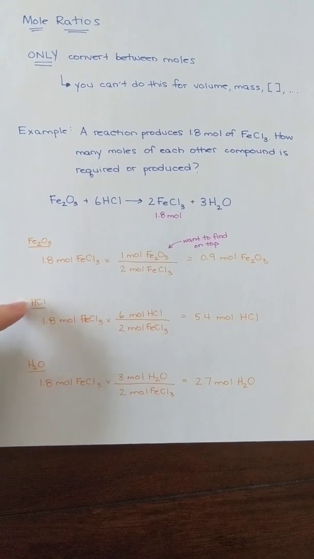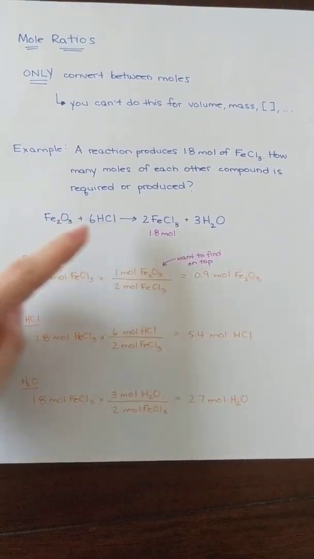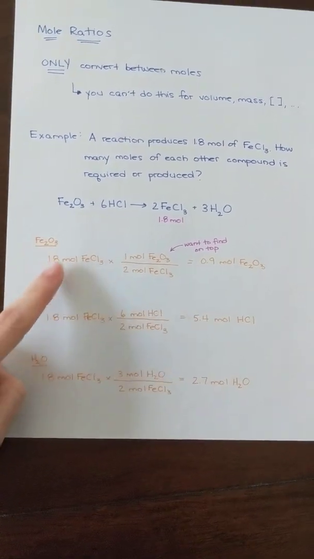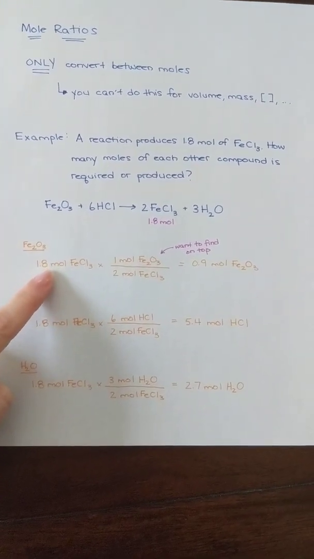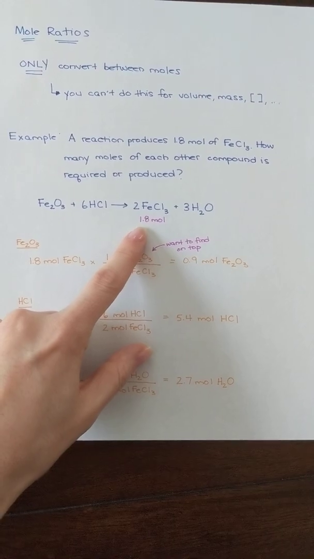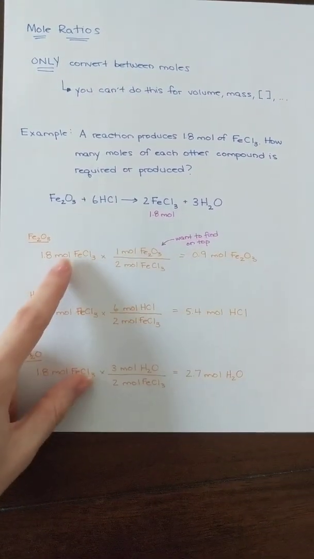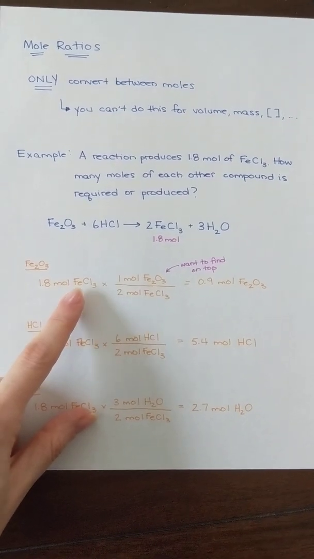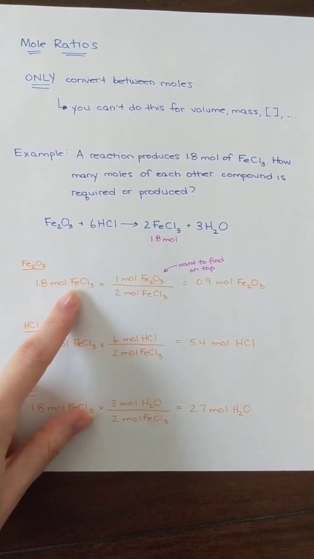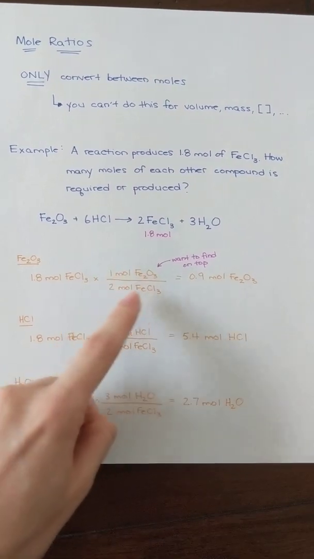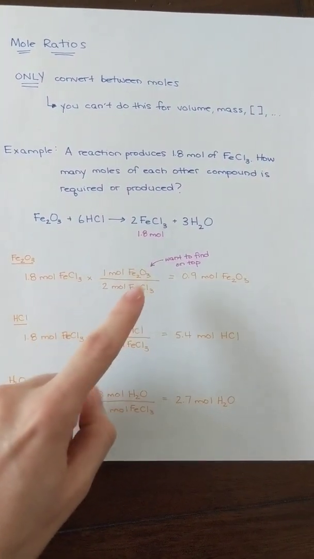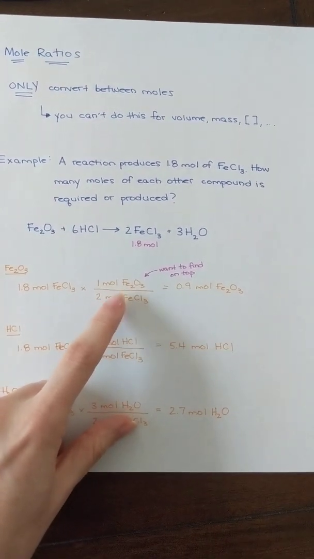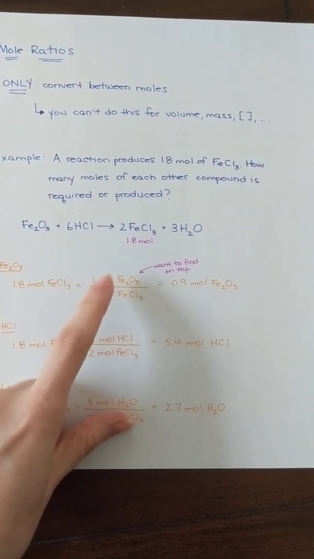We have to do a different step for each compound that we're looking at. So we'll do Fe2O3 first. It always starts with the information you're given. So we were given 1.8 moles of FeCl3. We're going to start with 1.8 moles FeCl3. Now to convert that to Fe2O3, we have to use the numbers from the balanced chemical reaction. So here's our ratio. What goes on top is always what you're trying to find.